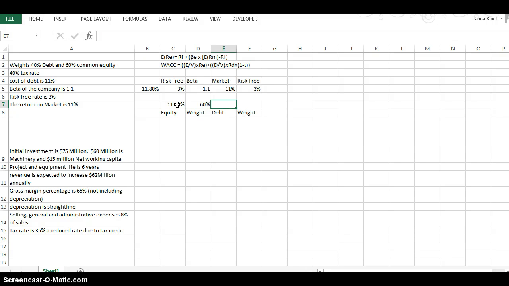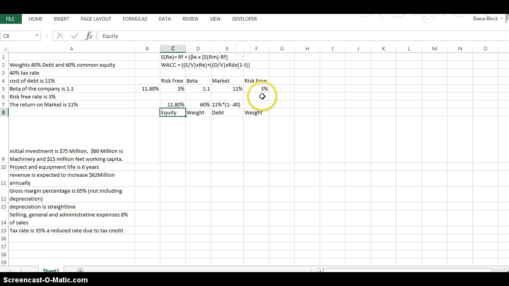And the cost of our debt. So we studied in our textbook, the debt has a tax benefit. So to get the cost of debt, we're going to take the given information, which is that the cost of debt is 11%, and we're going to multiply that times 1 minus our tax rate. Our tax rate is 40%. So that's what we're going to use for the cost of debt: 11% times 1 minus the tax rate. And then the weight of our debt is 40%.